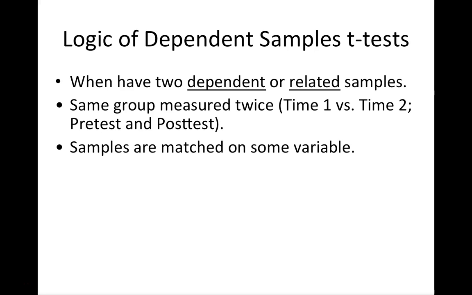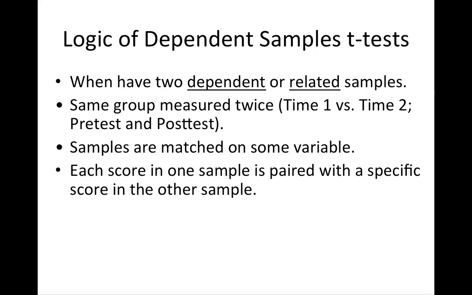Your book describes how people might do that. Each score in one sample may be paired with a specific score in the other sample. So for example, husbands and wives, fathers and sons, things like that. And so these data are actually correlated data, and so we want to run a t-test that will account for the relationship between each of these scores.